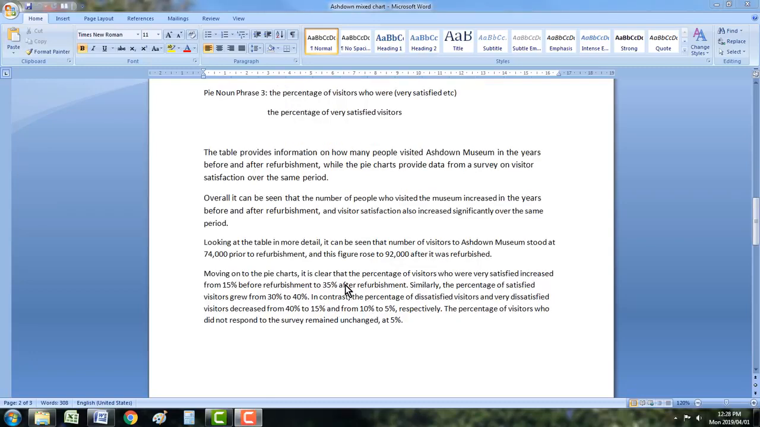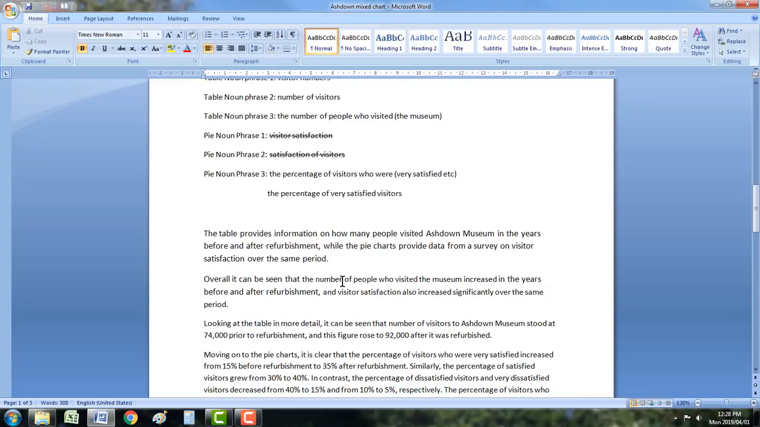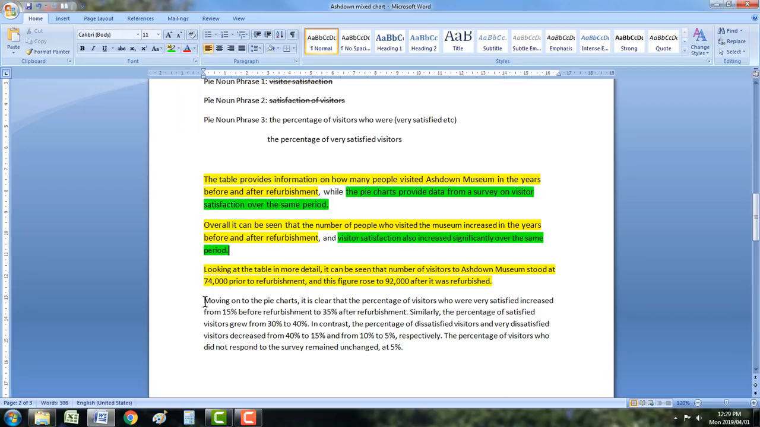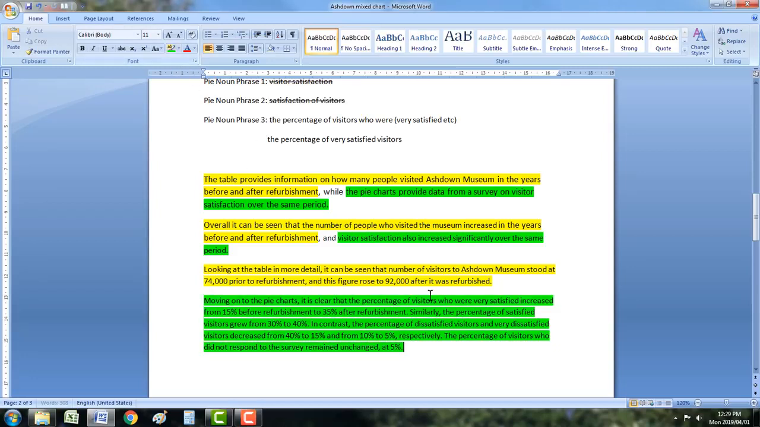Let me just show you the structure with some colors. Here's the table there, and here's the pie chart, and there, and that paragraph. And that's the basic structure of these mixed charts. You've joined those with conjunctions, while and. One paragraph for that, one paragraph for that. And that's how you do mixed charts.